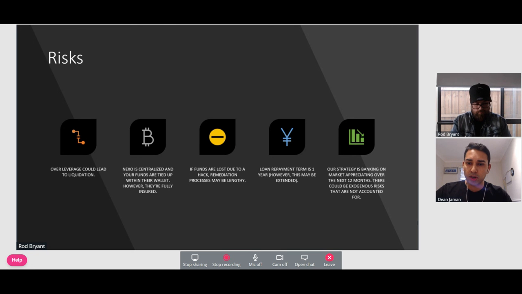The loan repayment is one year, which is a concern, and you can always extend it. But at the end of the year, hopefully, you better have some funds to pay back your loan. So that's one of the risks. The market might be going through a dump, for example. Then you'd be stuck to pay off the loan. So you've got to make sure that you can manage that properly.